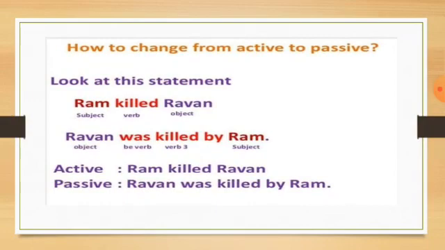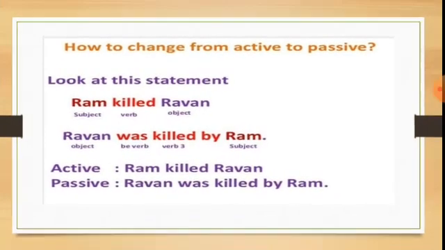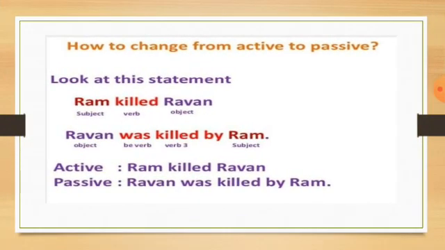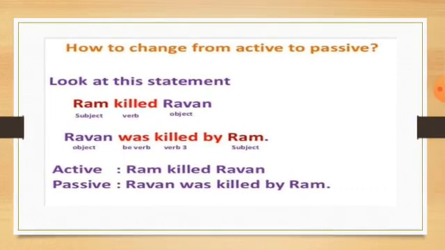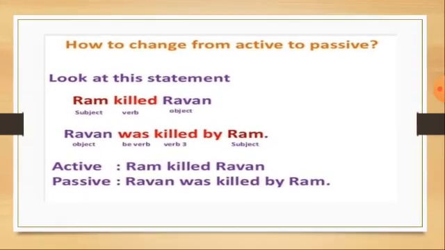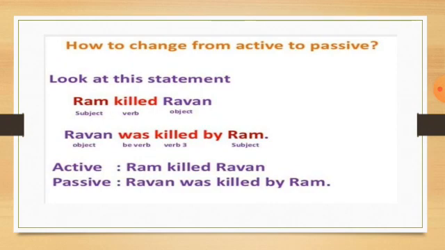Alright. Next, what we need to do is add the subject. That means the subject of the active voice you need to change to the object of the passive voice. So in the last, we will add the subject of the active voice. Like I said, the subject of the active voice becomes the object of the passive voice. Ram is the subject in the active voice, isn't it? While changing, Ram will be the object in the passive voice. Clear? Alright. So this is the way to change from active to passive.